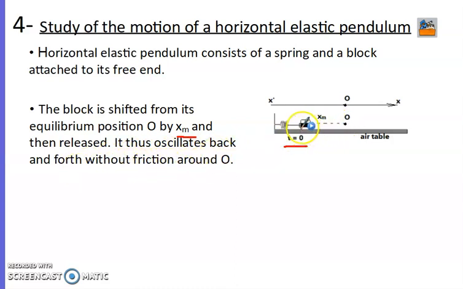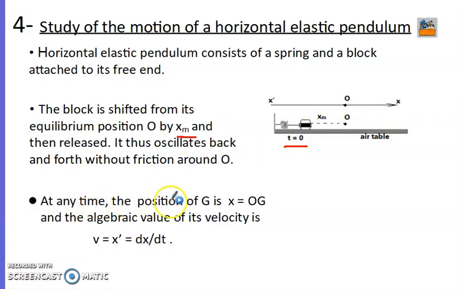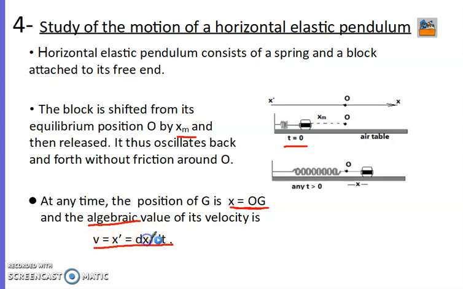As you see in the video, the body moves around the equilibrium position. And this is called vibration or oscillation. Remember? At any time, the position of G is x. That's the position or the abscissa of G at any time, means at any instant. And the algebraic value, be careful here, the algebraic value of the velocity is v equals x', which is the derivative of x with respect to t. I said here algebraic value, I mean this number could be positive or negative. This is not the magnitude of the velocity. This is the algebraic value of the vector velocity. Okay?